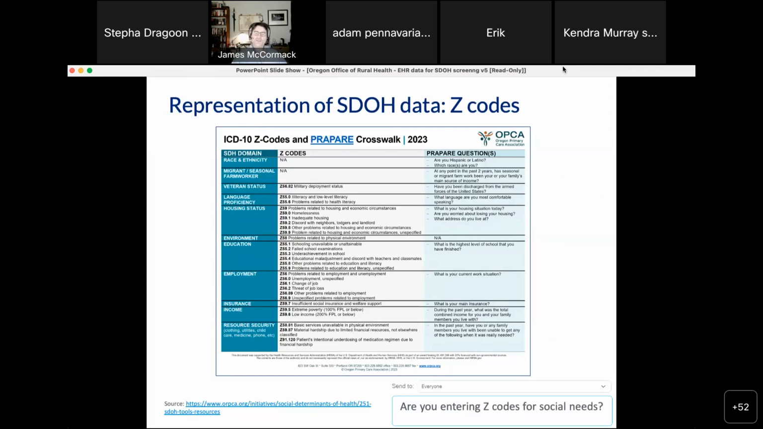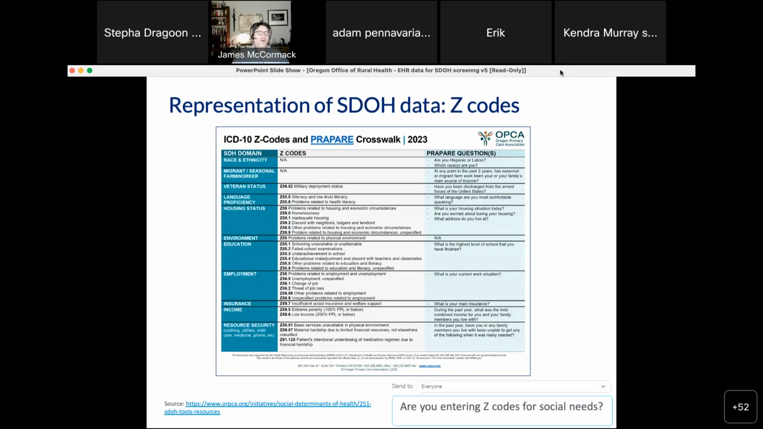So as you can see on this list from the OPCA, and by the way, they've done some amazing work with the National Association of Community Health Centers in creating help guides and white papers and work aids like this to help the analyst. Thank you, OPCA, if anyone's on the call. Bottom line, though, is where do these Z codes come from?